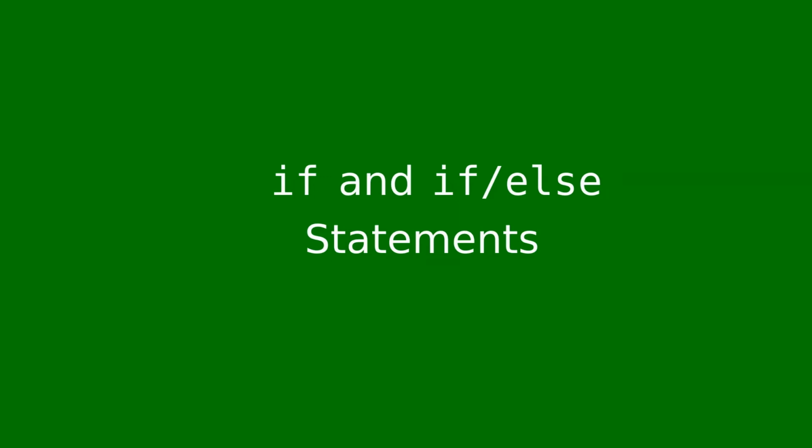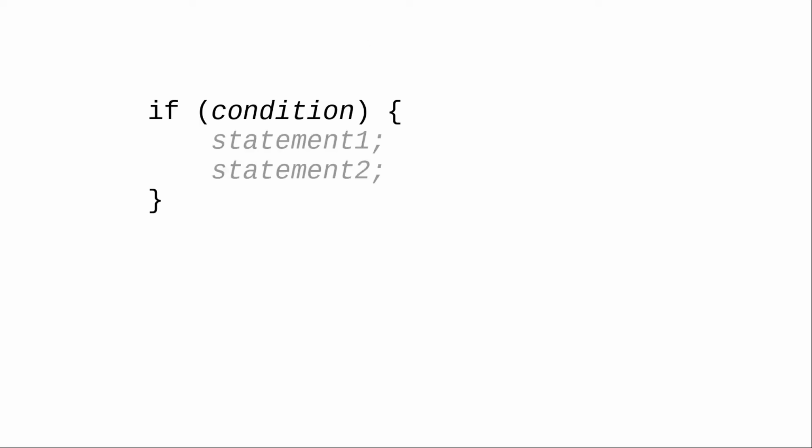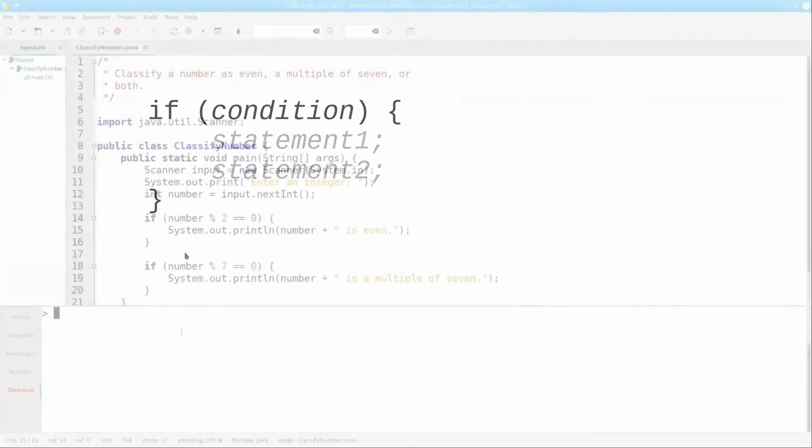Up until now, we haven't been able to test for conditions. We do the same instructions every time. The Java if statement lets us do things depending on whether some condition is true or false. Here's the flowchart, and here's the generic form. If some condition is true, we do the statements inside a block. Otherwise, we don't do the statements at all.